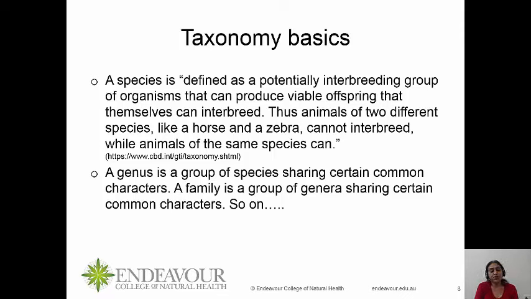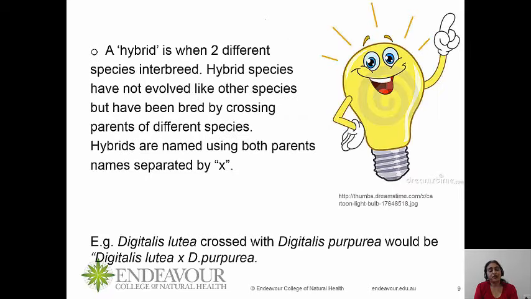Now, a genus is a group of species sharing certain common characters. A family is a group of different genera sharing certain common characteristics, and so on and so forth. As in the pyramid, from a species, it becomes more and more broad. Like I was telling you, a hybrid is when two different species interbreed.